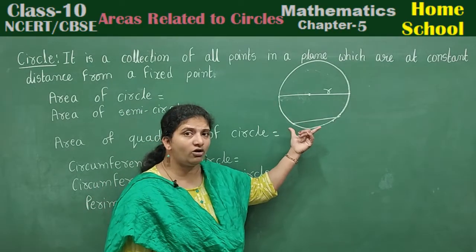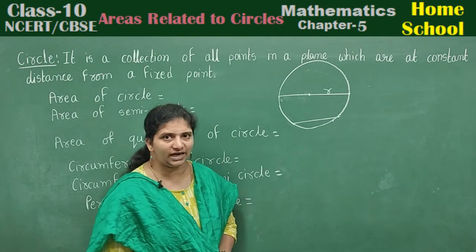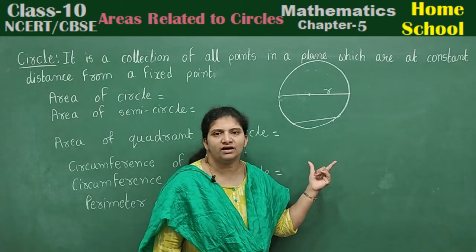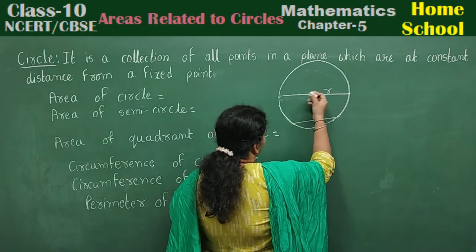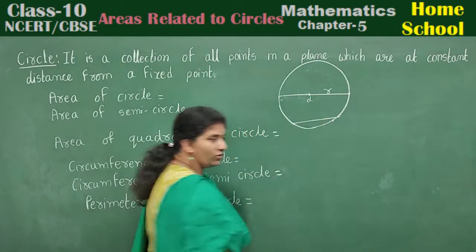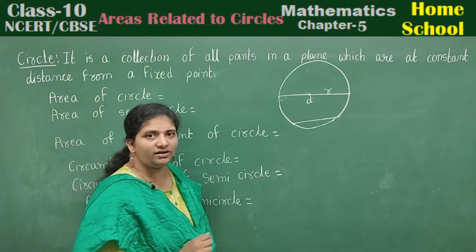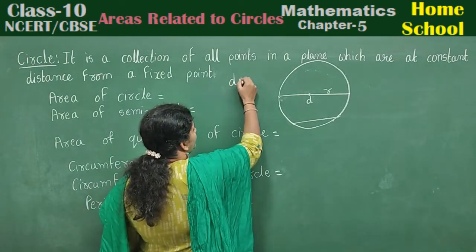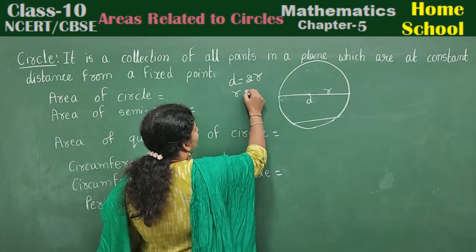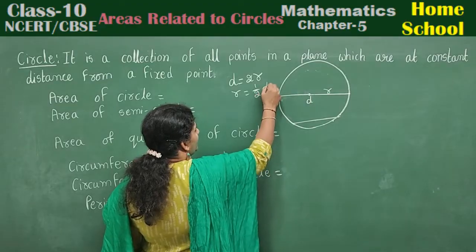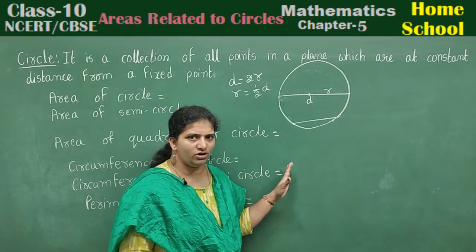Diameter is also a chord, but this chord passes through the center of a circle. Diameter is represented by either small d or capital D. And what is the relation between diameter and radius? Diameter is 2 times the radius, and radius is half of the diameter. Okay, diameter, radius, this is all you know.